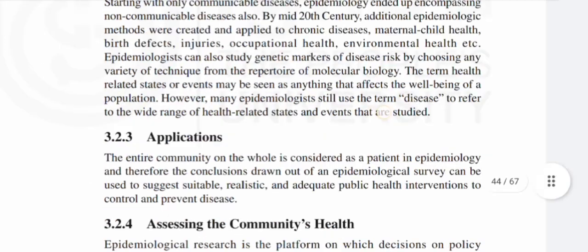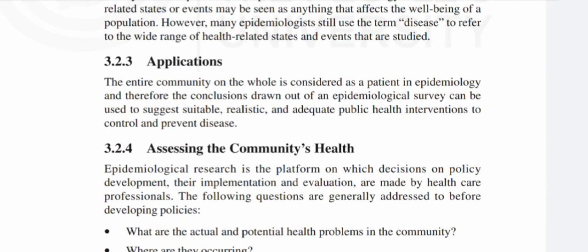Applications. The entire community on the whole is considered as a patient in epidemiology, and therefore the conclusions drawn out of an epidemiological survey can be used to suggest suitable, realistic, and adequate public health interventions to control and prevent diseases. Assessing the community's health. Epidemiological research is the platform on which decisions on policy development, their implementation, and evaluation are made by healthcare professionals.